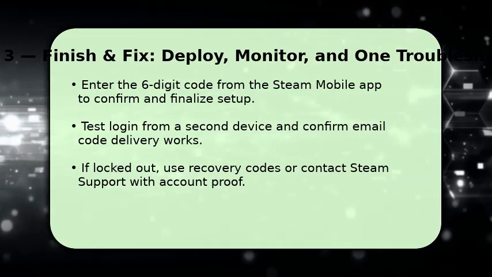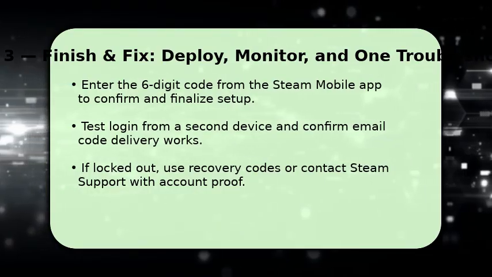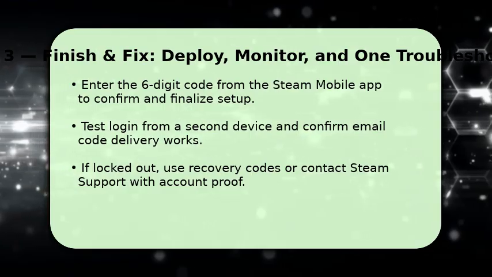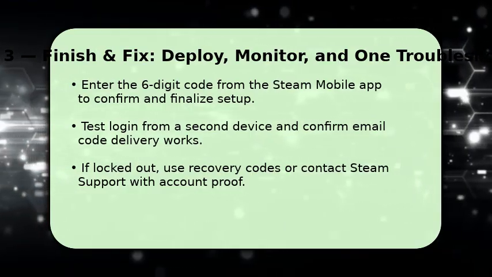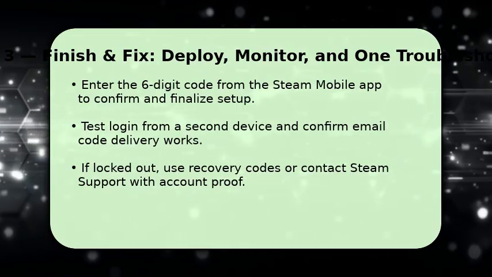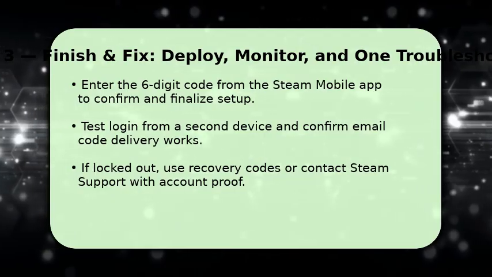Once done, test signing in from a separate device to ensure codes arrive and email verification works. Make sure your backup email receives messages and that recovery codes are stored offline. If something goes wrong, use a saved recovery code first. If recovery codes aren't available, contact Steam support and provide account proof.